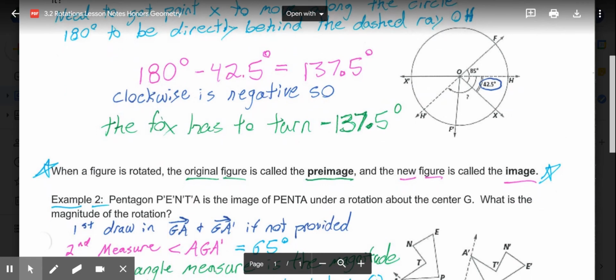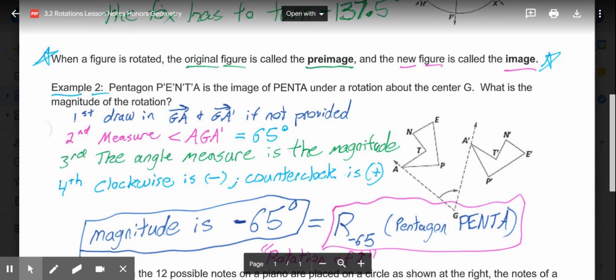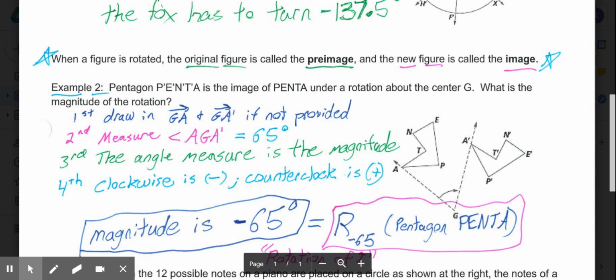But the idea goes back to this idea here of drawing in the rays to corresponding parts so you can measure the angle and then move the other points as need be.